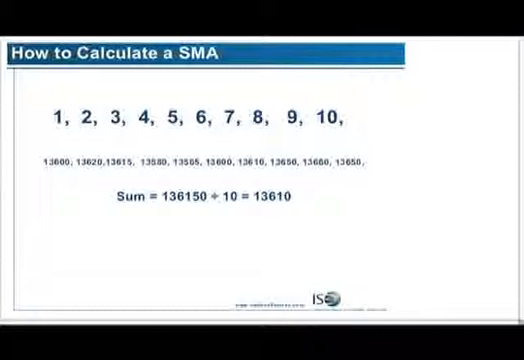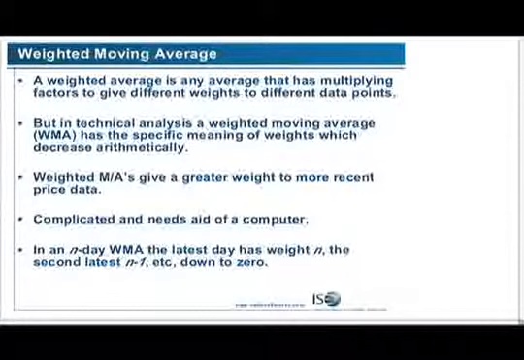We just take the last series of data. If we took the British pound and we added up 136, 136.20, 136.15, the closing basis of, say, the last 10 days, we add up the sum divided by 10, a 10-day moving average, and that is our average for the last 10 periods. So a weighted moving average is an average that has multiplying factors to give different weights to different data points.